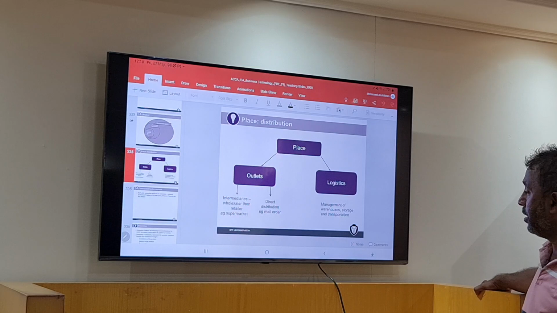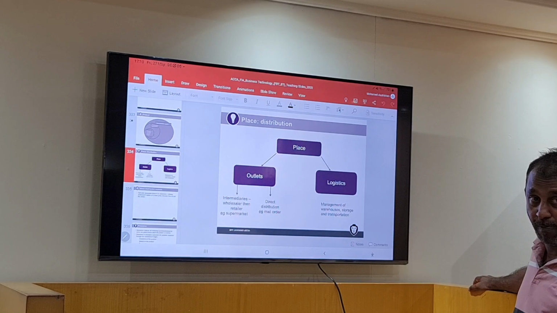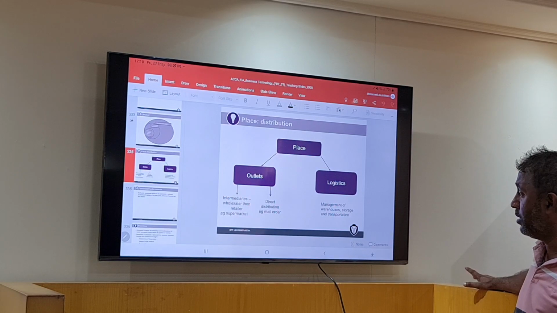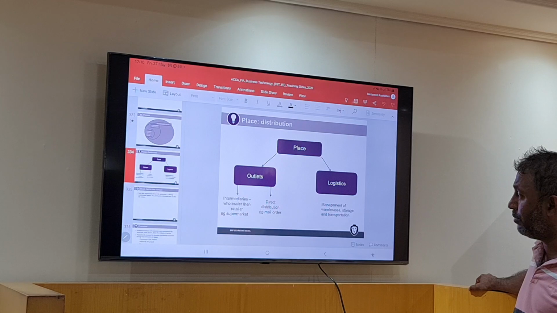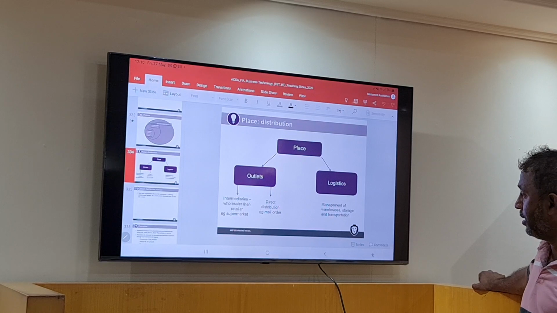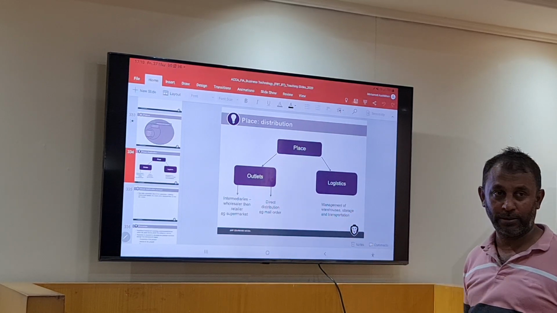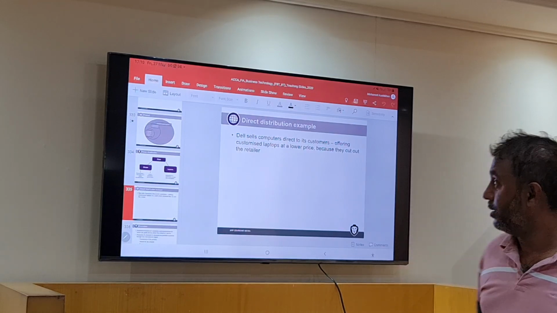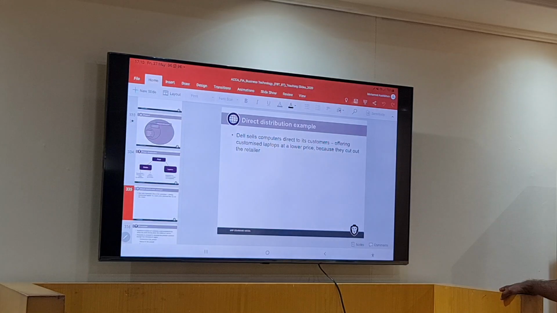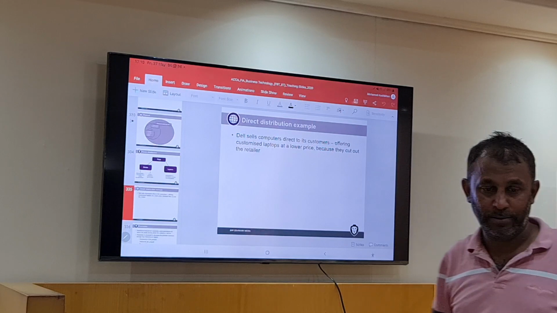Distribution or place. So where do you sell this? You have your own outlet, or you have vehicle delivery, or you have online distribution, or something like this, or you have a warehouse. You keep everything there and you distribute. Intermediaries, wholesalers, then retailers, supermarket, direct distribution, mail orders, management of warehouses, storage and transportation. Direct distribution example: Dell sells computers direct to customers, offering customers laptops at a lower price because they cut out the retailer.